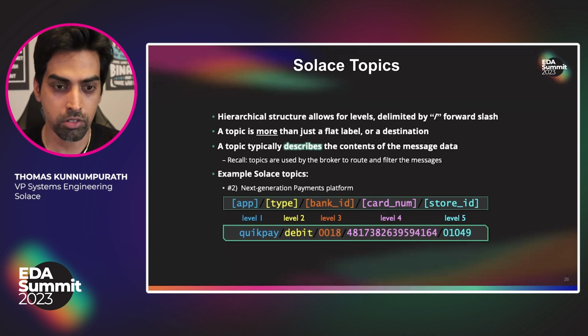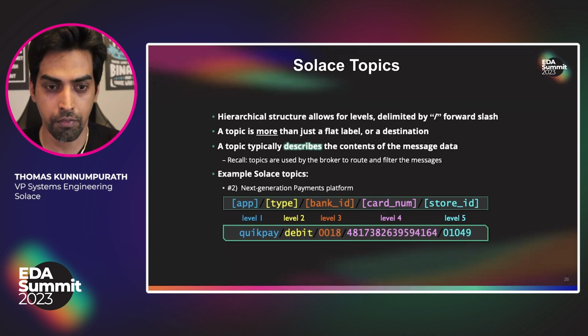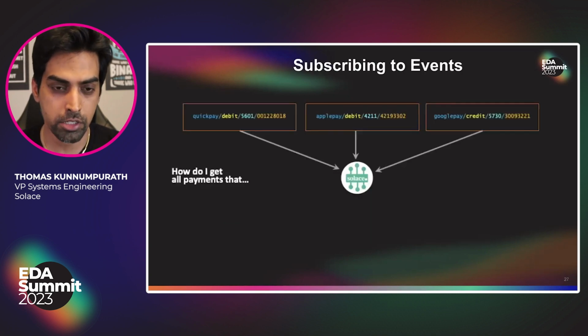The example you see here is of a payment application that's publishing on a topic. The topic consists of various attributes: the application, the type, the bank ID, card number, and store ID. Now, once the publisher publishes on a topic, a subscriber could subscribe to events using wildcards.